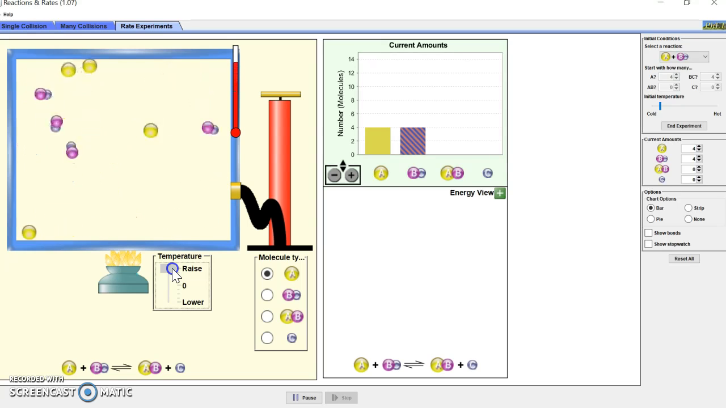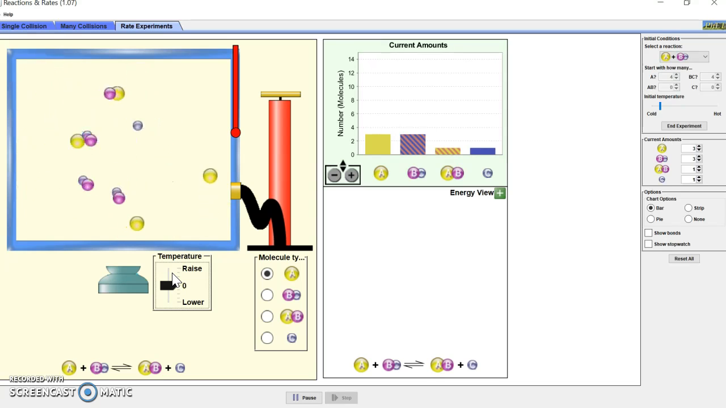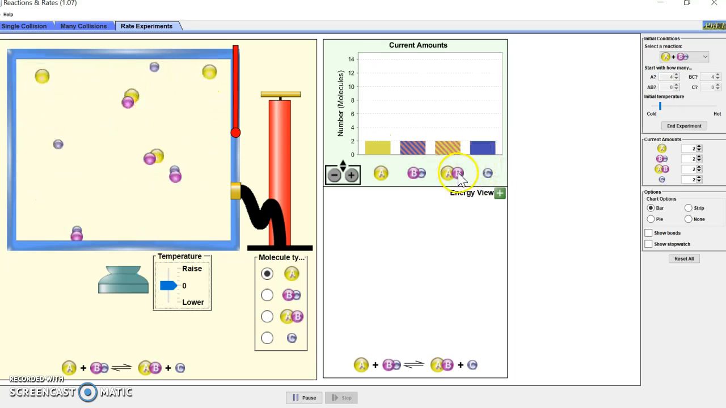Okay. So as I'm raising the temperature, you can see several things happening. Well, one, the molecules have a lot more energy. They're bouncing around a lot more. And because they're bouncing around a lot more, there's a lot more collisions happening. And since that's happening now, you can start seeing that some of my products are actually starting to form. I have some C, I have some AB, all that sort of stuff.